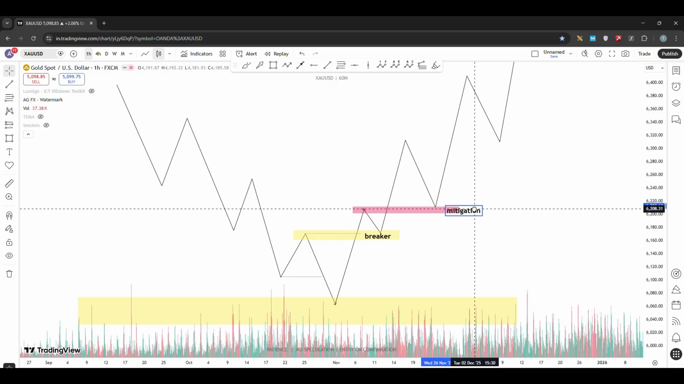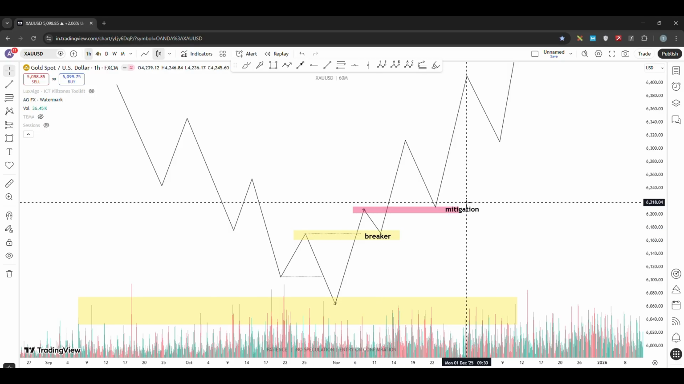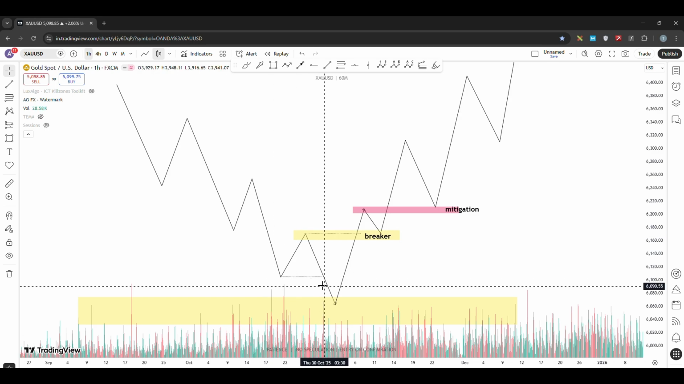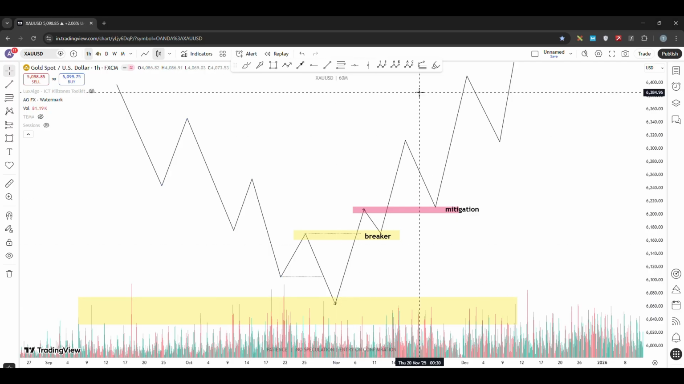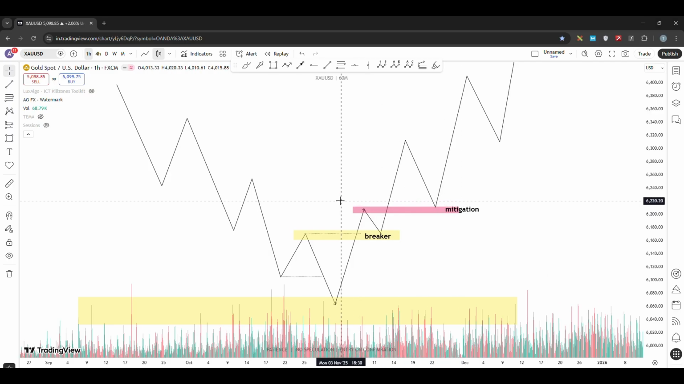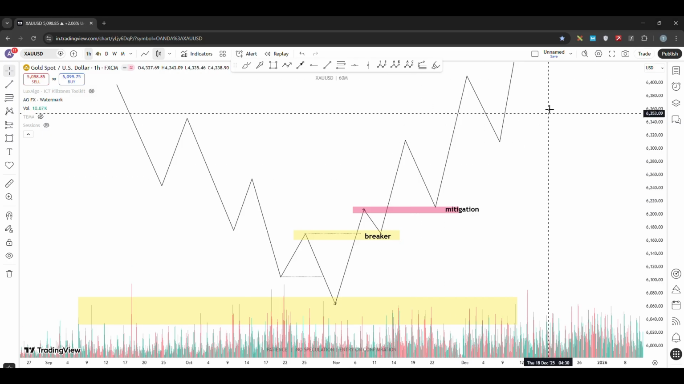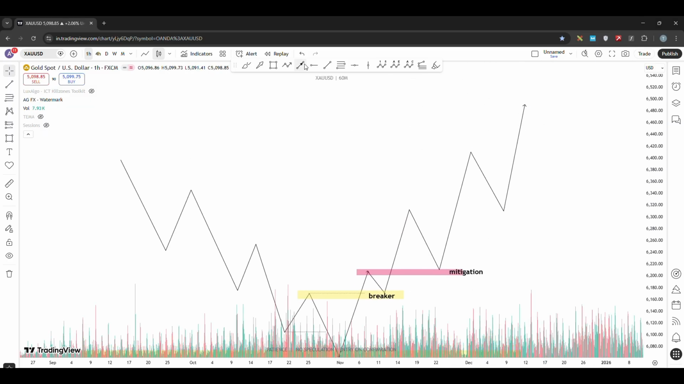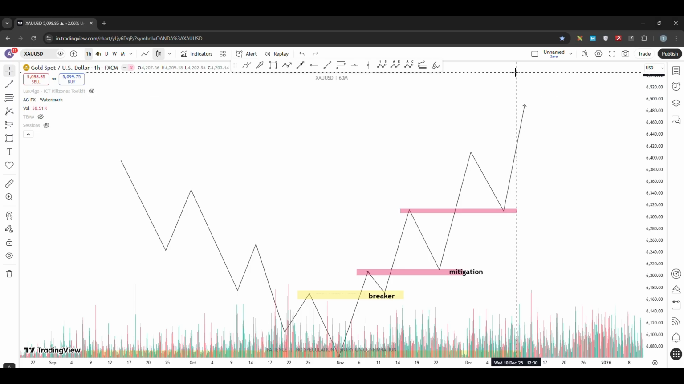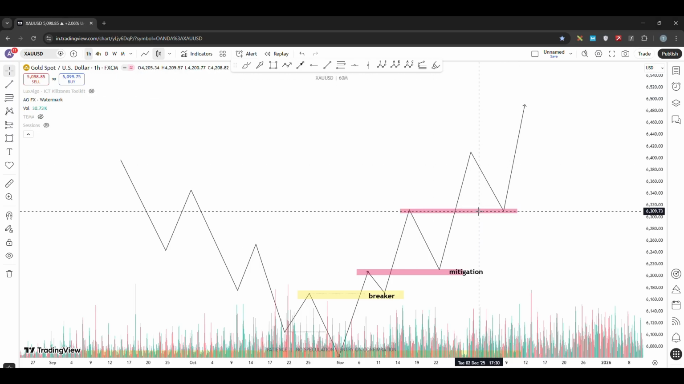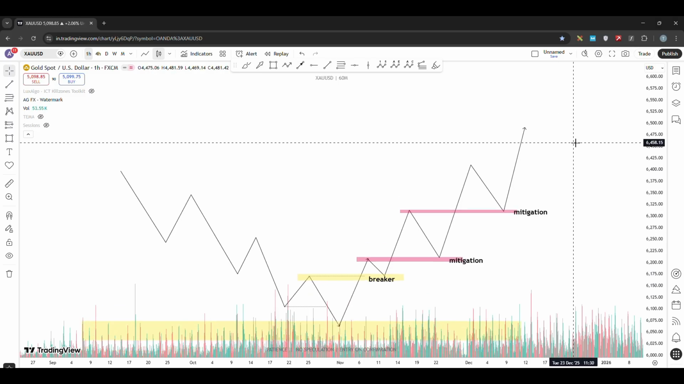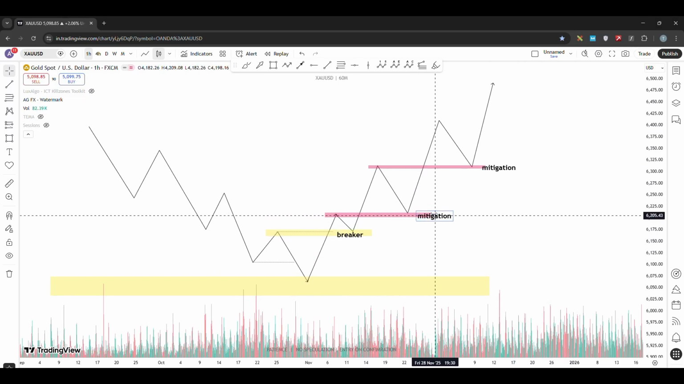So now you should be able to understand the difference between a breaker and a mitigation block. A breaker is the first breakout level just after sweeping the last low, which helps to reverse the trend. And once the reversal has already happened, then a mitigation block comes in, and the mitigation block helps to continue that trend in that direction. Once again, the market will come down and tap into this breakout level, and from here the market will push higher. So this will also be a mitigation block, right? So this is the difference between a breaker and a mitigation block.